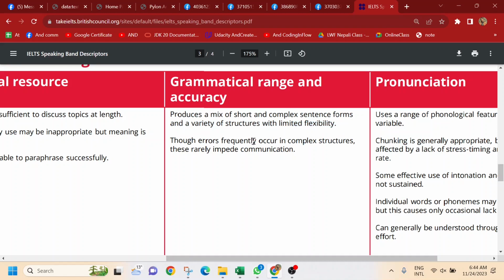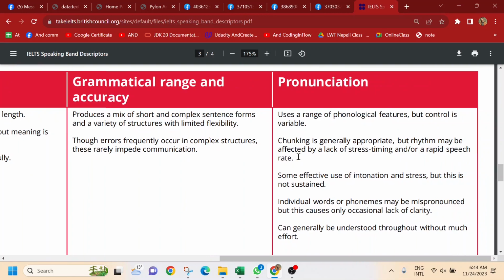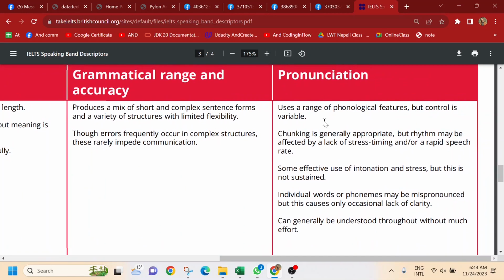And though errors frequently occur in complex structures, they rarely impede communication. Even if some mistakes are there, it does not harm the communication. So that's about grammatical range and accuracy. Now let's move towards pronunciation. Use a range of phonological features.